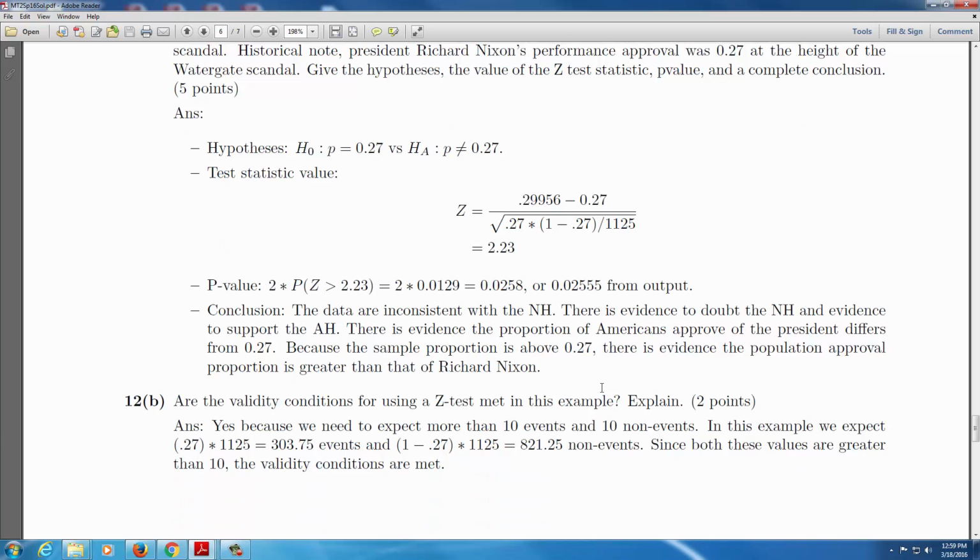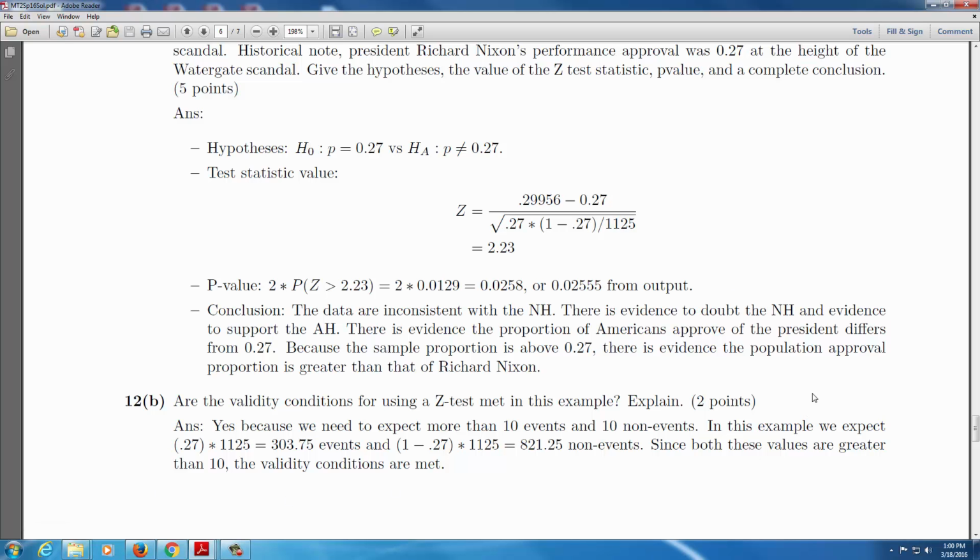This means that the data are incompatible with the null hypothesis. There's evidence for the alternative, and there's evidence that the proportion for Bush differs from that of Nixon. How does it differ? The p-hat for Bush is 0.29, roughly 0.3, and that's bigger than it is for the Nixon years, when he had 0.27. There's evidence that the approval for President Bush is greater than that for Nixon. That was a 5-point problem. Again, 3 points for the conclusion, 2 points for the other items.